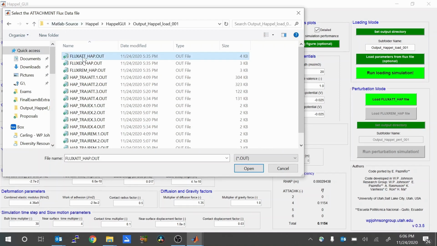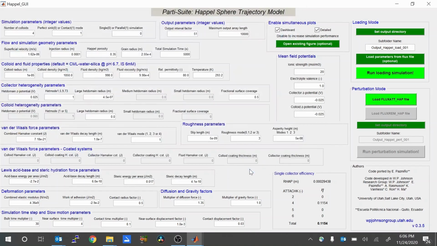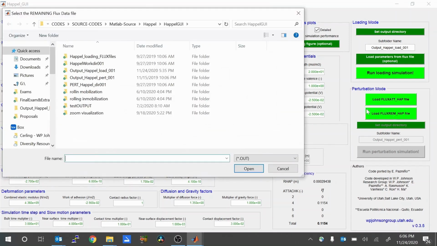So we're going to load the attached here. It's now reading that file in. Now we can load the remaining, in case there are some that are remaining without attachment, which in this case I believe there are.